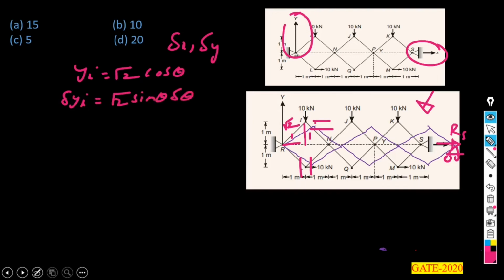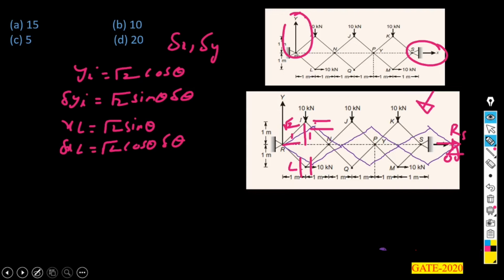Similarly, xl is equal to root 2 sin theta, then delta xl is equal to root 2 cos theta into delta theta. At the moment, we are not at all worried about the sign convention, because during the virtual work calculation, we are taking care of the signs.